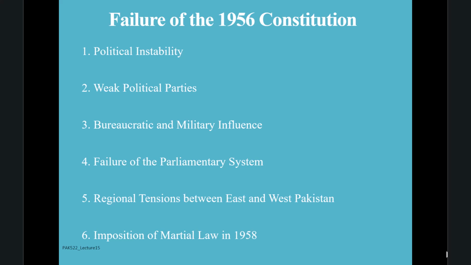Now the point number 3, bureaucratic and military influence. Another factor was the increasing influence of the bureaucracy and the military in political affairs. Civilian governments depended on bureaucrats and military leaders for administrative support. Over time, this imbalance allowed the military and bureaucracy to gain significant political power, which undermined democratic institutions.